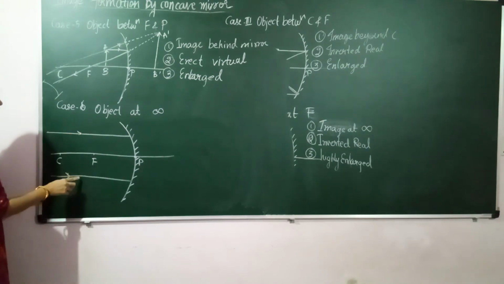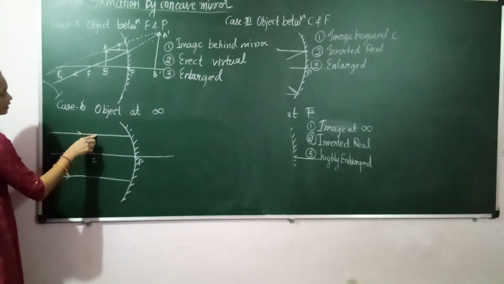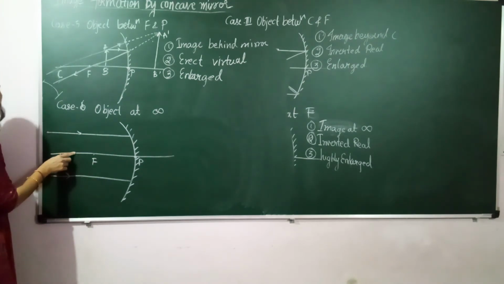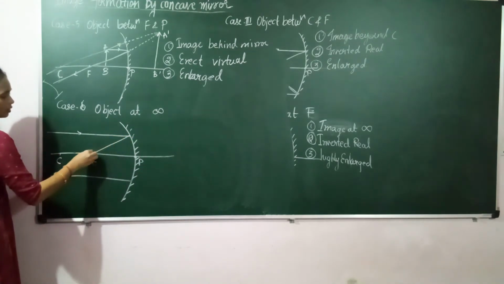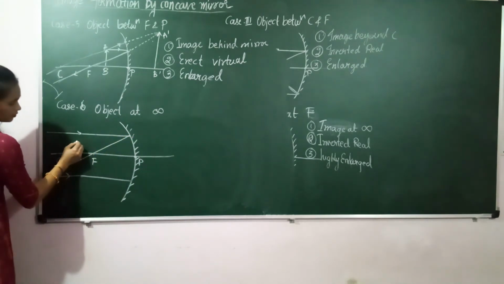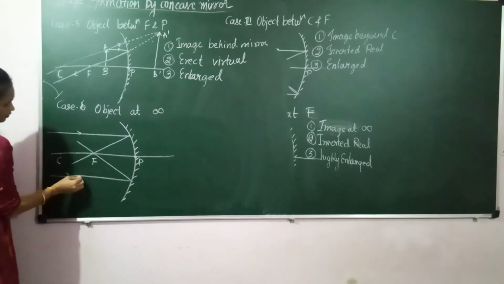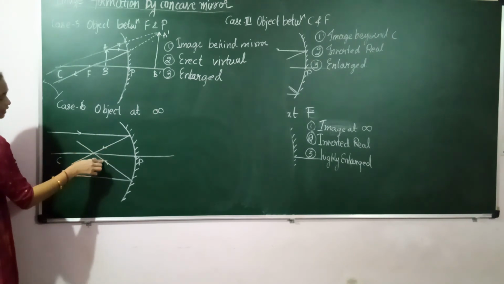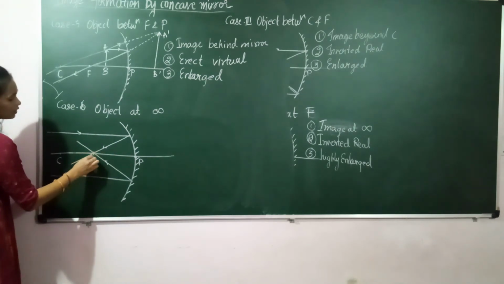This is the incident ray and this is the incident ray, and after reflection. See here, this incident ray is parallel to the principal axis. This incident ray is also parallel to the principal axis. So after reflection, both rays will pass through the focus. These two are the reflected rays, and they will meet at a common point on the principal axis. At which point? At the focus point. So here we will get the image.